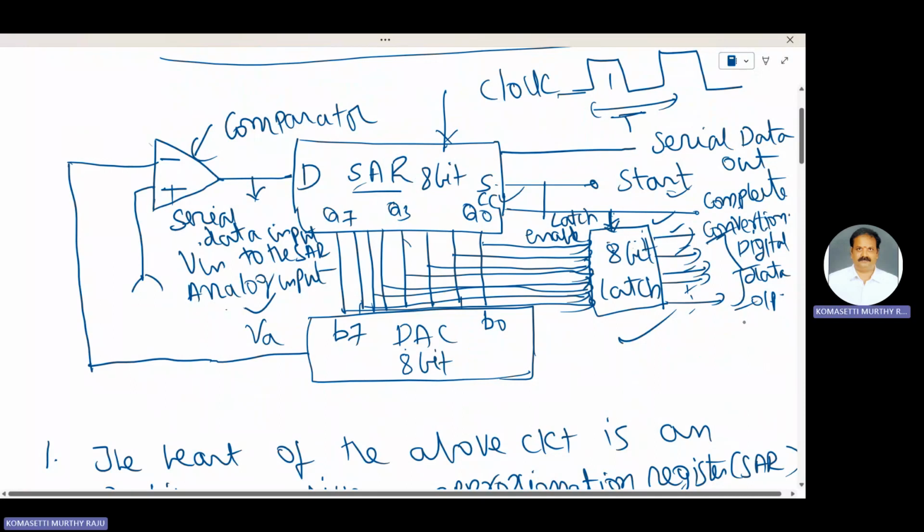See, the digital data is also available serially, as the SAR determines each bit. Serially means bit by bit appears here. These are the parallel bits, parallel lines here.